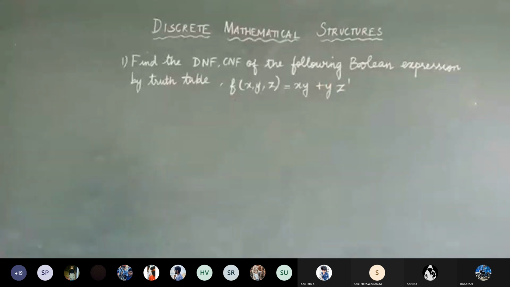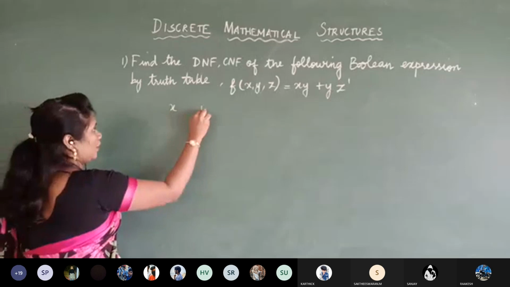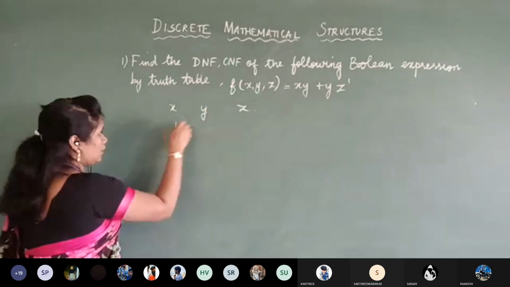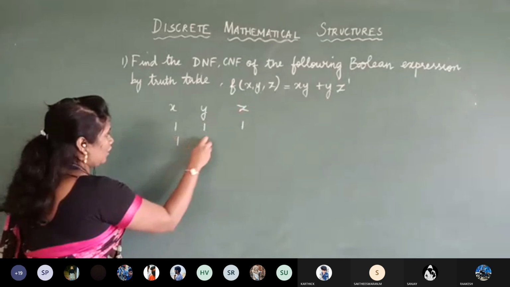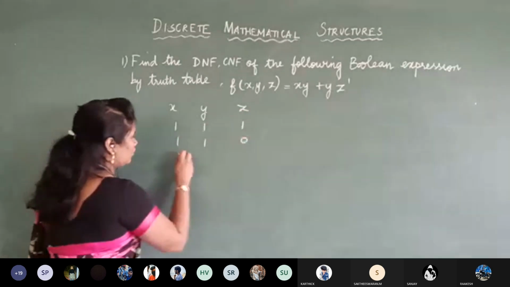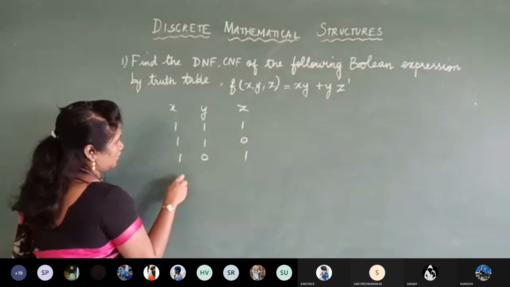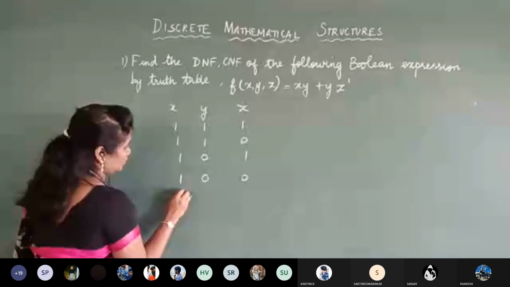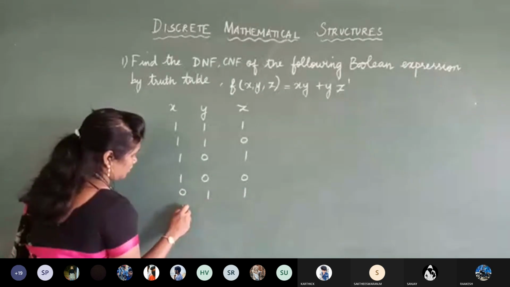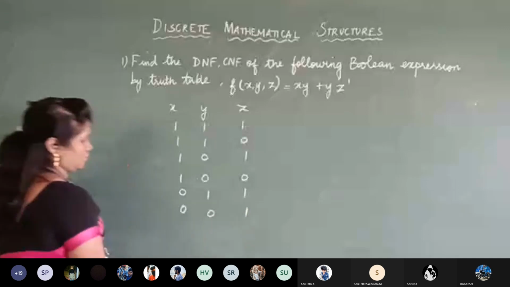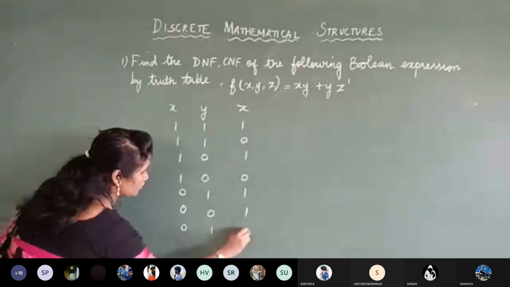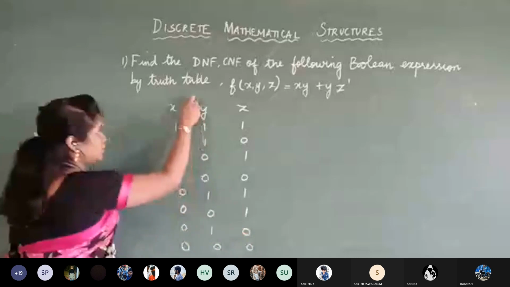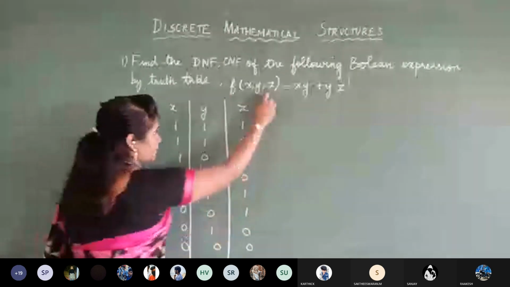Okay, so this is your question, and we have to find out your DNF, CNF. So before finding out your DNF, CNF, we will find out your truth table. So x, y, and your z. So we'll assign the values 1, 1, 1, 1, 1, 0, 1, 0, 1, and then 1, 0, 0. Then 0, 1, 1, 0, 0, 1, 0, 1, 0, 0, 0, 0. So these are the values for your x, y, and z.